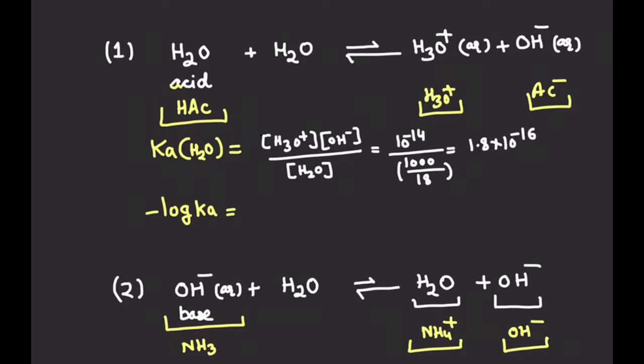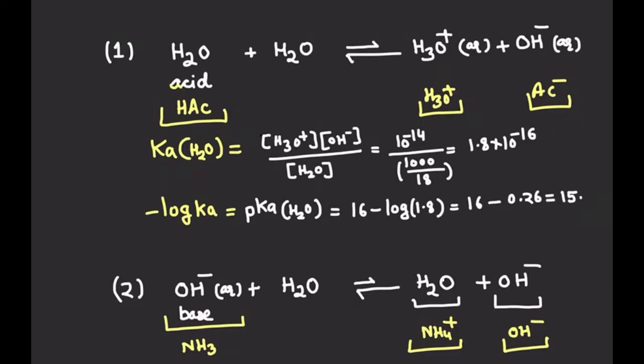So minus log Ka will be pKa of water. On the right hand side, this value will be minus log of 1.8 into 10 to the power minus 16, which can be written as 16 minus log 1.8. The value of log 2 we know is 0.3010. Definitely the value of log 1.8 is less than 0.3010. So we can write that log 1.8 is 0.26. On simplification, this value is equal to 15.74. So from here we can say that pKa of water is 15.74.